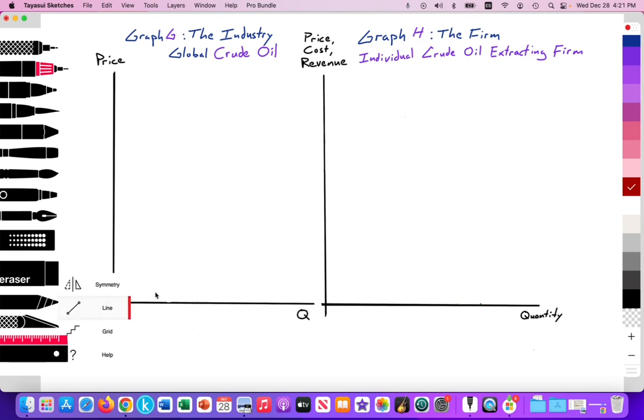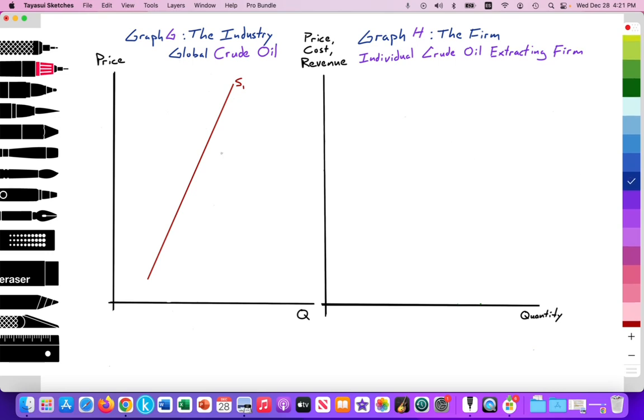And we'll have an upward sloping supply curve that's relatively inelastic because of its lack of capacity, the length of time it takes to find and extract oil. So it's a relatively inelastic supply curve. And its demand curve will also be inelastic because for the firms that depend on crude oil as a key input, there's no close substitute.